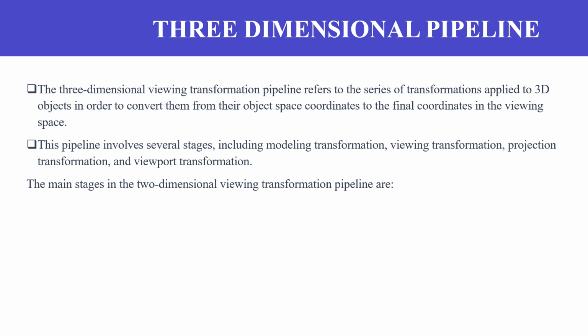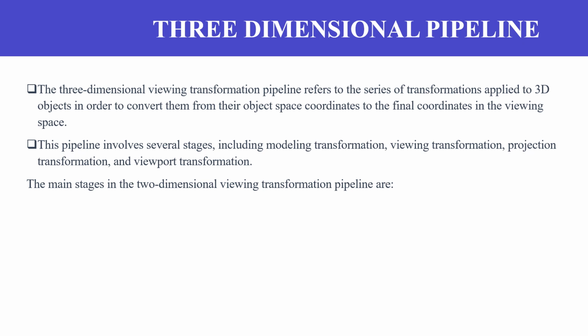Three-dimensional viewing transformation pipeline refers to the series of transformations applied to 3D objects in order to convert them from their object space coordinates to the final coordinates in the viewing space. This pipeline involves several stages. It includes a modeling transformation, viewing transformation, projection transformation, and viewport transformation.